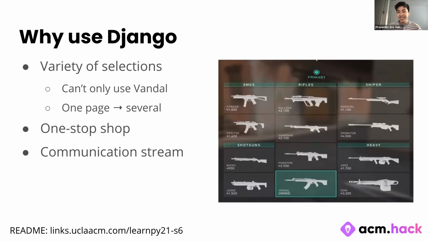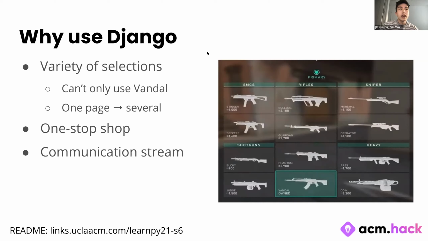Well, obviously in Valorant, you can't just use one gun the entire game. So similarly, you can't just have one HTML page on your website, or else that website would be sort of boring, right? So Django is going to help you manage several HTML files and make sure that you can serve the correct files when they're needed. So basically it helps you go from one page to several pages. Now the shop here is also a one-stop shop, so you can buy anything you need from the shop for that round. And similarly, Django is a one-stop shop in order to host your web app on Python.